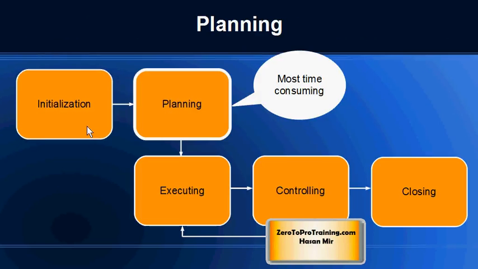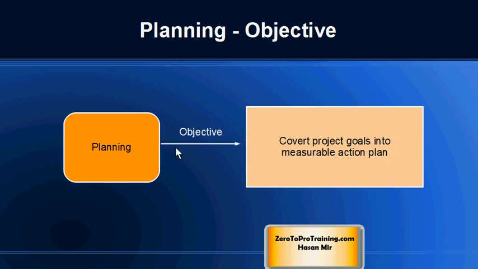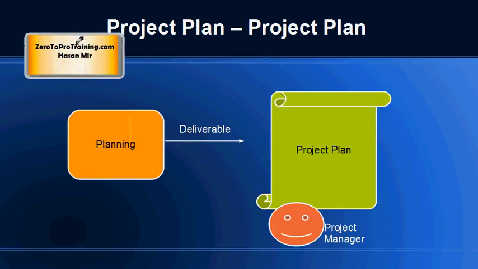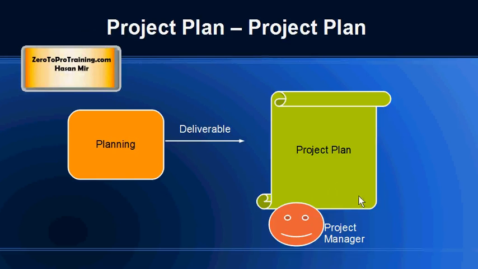Once the most crucial stage, the initialization stage, is completed, then the planning stage begins, and this is the most time consuming stage in most cases. The main objective of the planning stage is to convert the project goals into measurable action plans so that we can define who is doing what in what time. How do we know the planning stage is finished? We will have a document on the table called the project plan, and this is produced by the project manager.